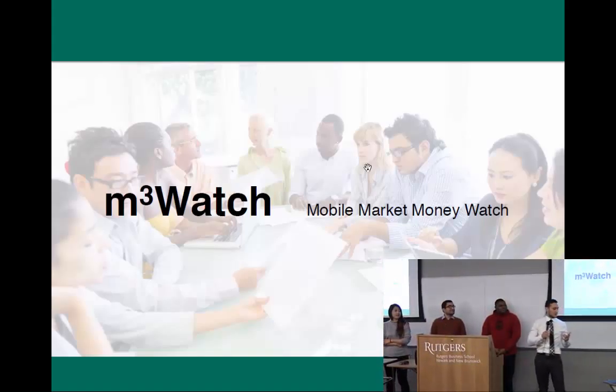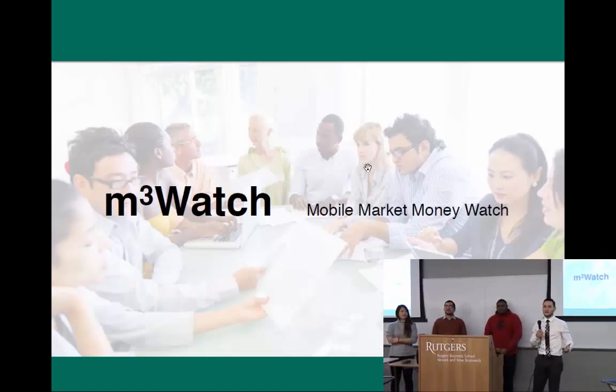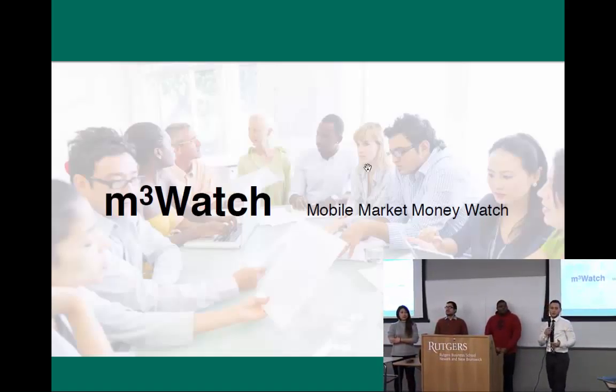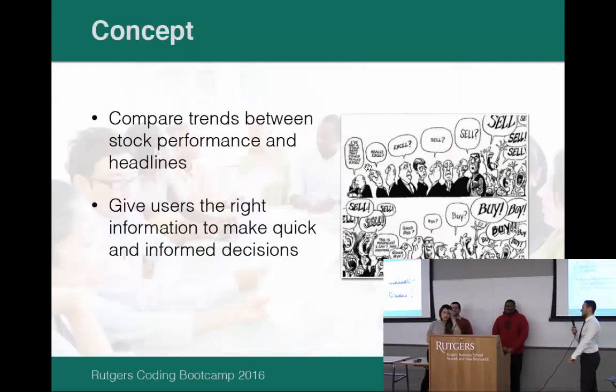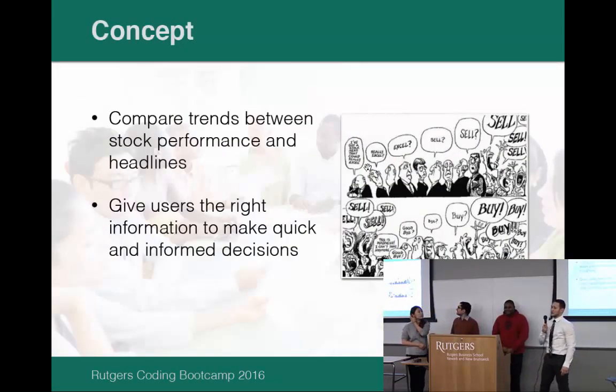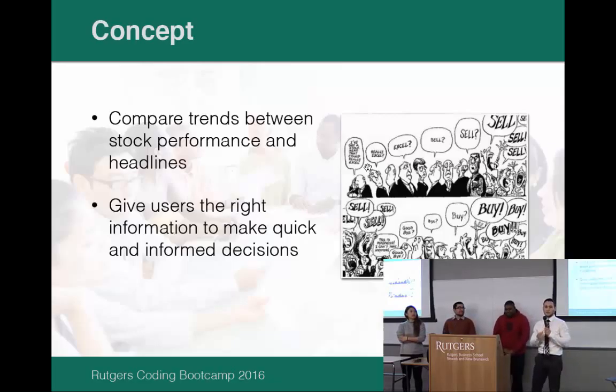So, by show of hands, who gets annoyed when you're doing research and having to navigate between multiple window tabs? Don't we all? So our goal was to cut down that time between navigating window tabs and consolidate that information into a dashboard view of important financial news and market data. This is an extremely important and useful application because there is a direct correlation between news and how stocks fluctuate.